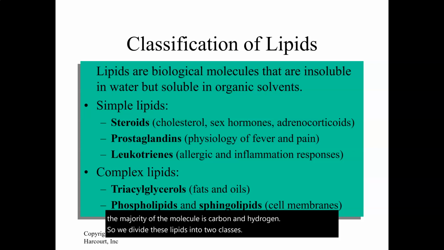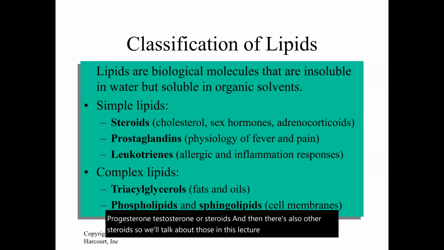One is the simple lipids, and these are very important biomolecules in our body. They're steroids, which make up our cholesterol that we need for transport of things in our body. Our sex hormones, estrogen, progesterone and testosterone, are also steroids, and then there are other steroids. So we'll talk about those in this lecture.